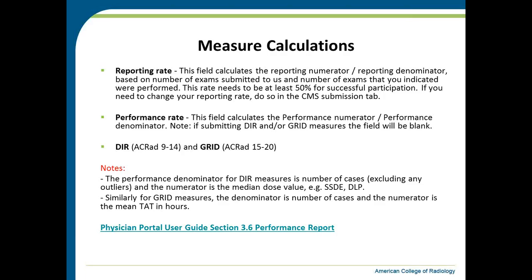The performance denominator for DIR measures is the number of cases, excluding any outliers, and the numerator is the mean dose value, that's SSDE or DLP. And similarly for GRID measures, the denominator is the number of cases, and the numerator is the mean turnaround time in hours. So that is the reason why on the performance report you are not seeing a performance rate for those measures.